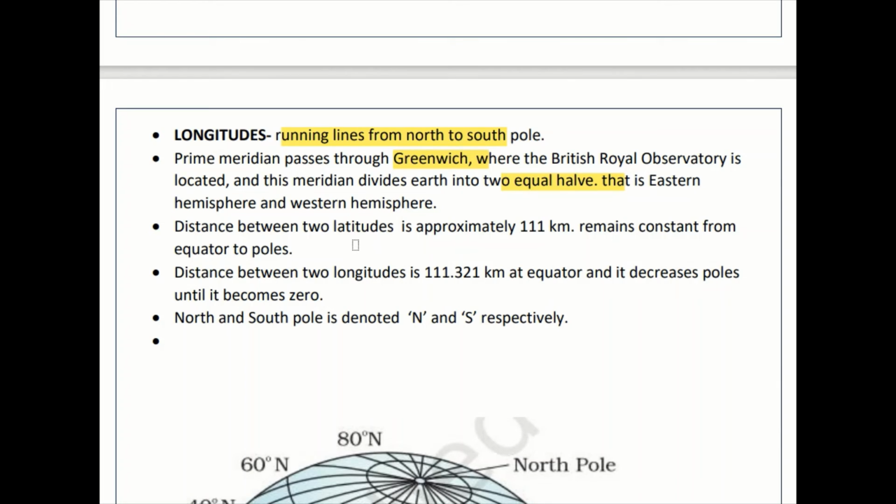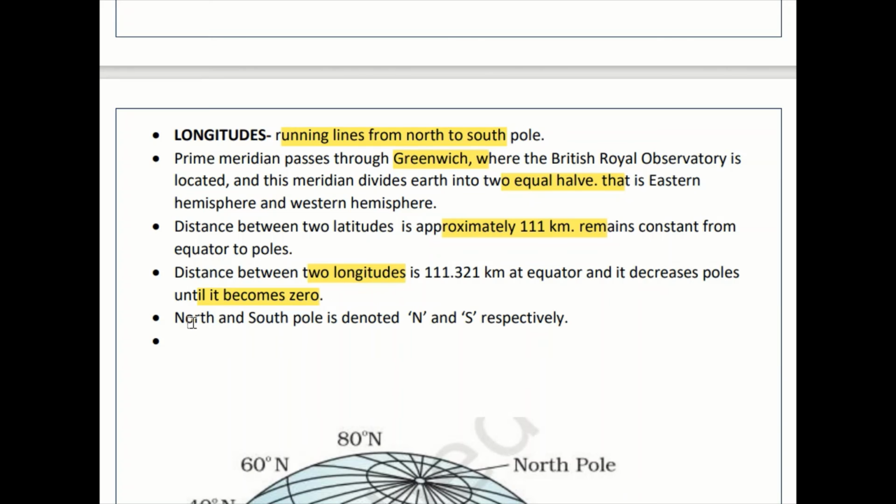Distance between two latitudes is approximately 111 kilometers, and it remains constant from equator to poles. But the distance between two longitudes is 111.321 kilometers at equator and decreases towards poles until it becomes 0. So this is a very important fact.